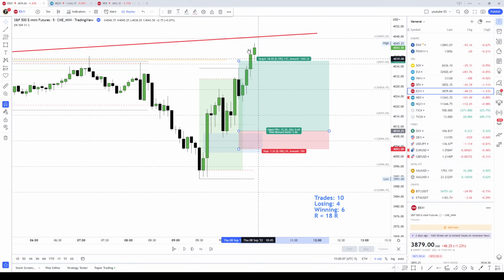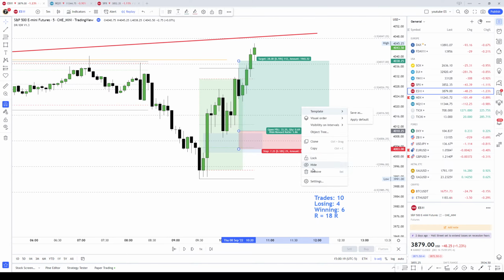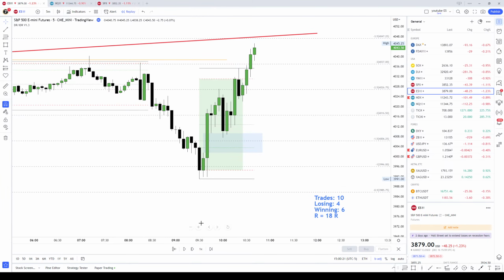Of course, you could have gone for a higher target, but for me, that's enough. I could have taken the 0.5 retracement, but like I said, I expect it at least to go above here. That's the low-hanging fruit for me. Done and dusted. That's it.